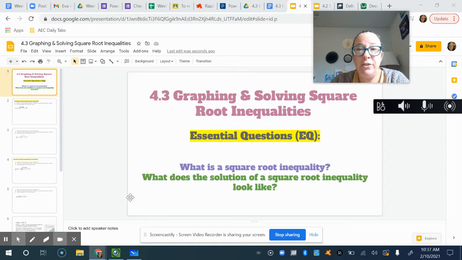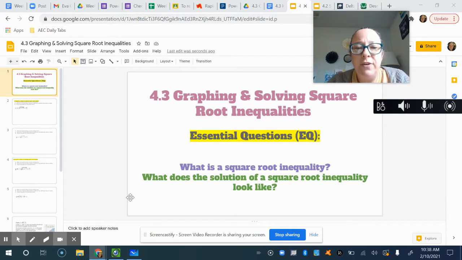We are on section 4.3. We're going to move away from solving square root equations to graphing and solving square root inequalities. So we're really just building on the stuff we learned last unit, where we had greater than or equal to's and less than or equal to's and all of that. And remember, you have note cards with all this information. Don't forget that you have that.